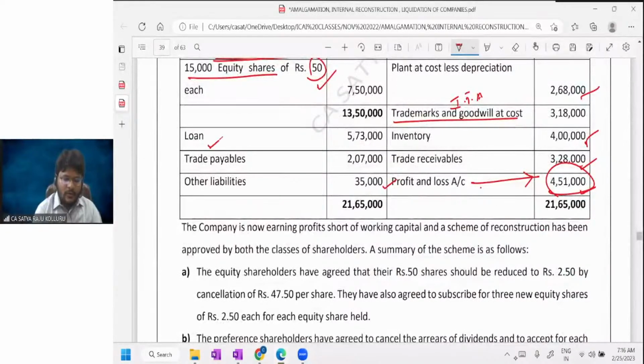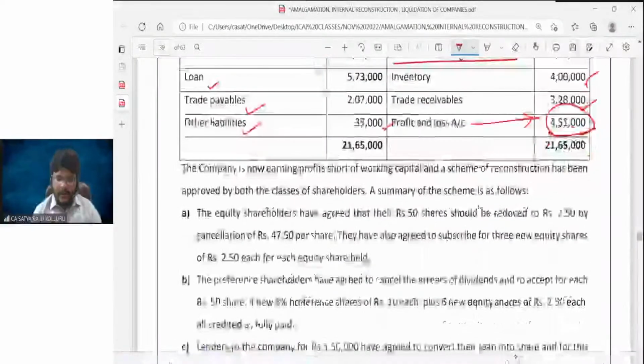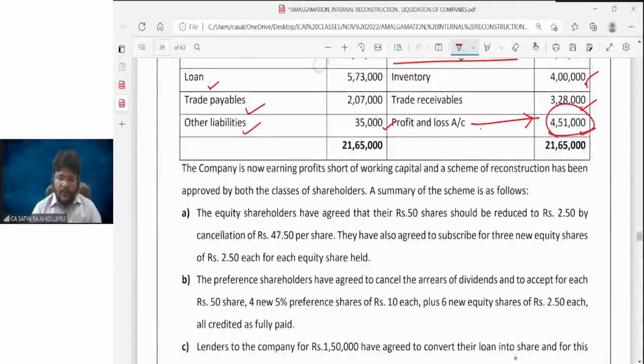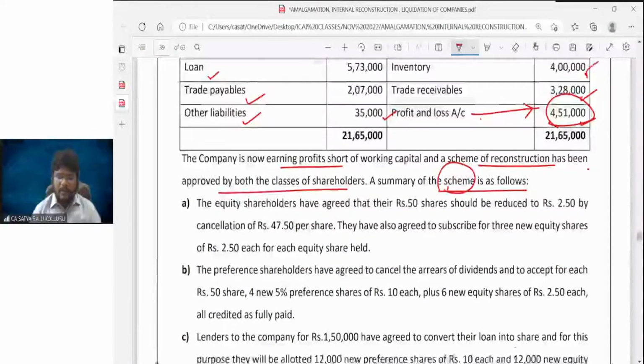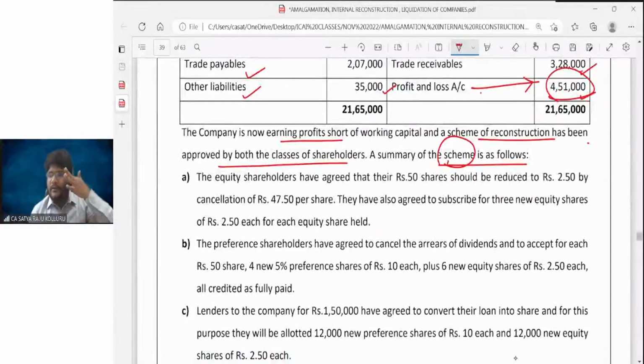Then come to further information. The company is now earning profits but is short of working capital. Okay, now the company is able to earn profits. That is the meaning. But short of working capital, and a scheme of reconstruction has been approved by both the classes of shareholders. A summary of the scheme is as follows. So always after designing the scheme, whether it is given or not, court approval is mandatory. So impliedly you can understand that court approval was also received by the company.